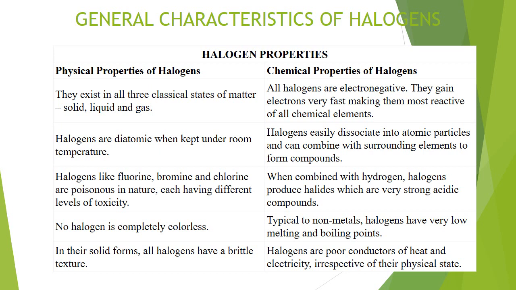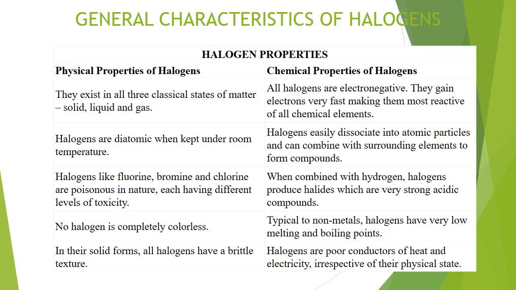They exist in all three classical states of matter: solid, liquid and gas. Halogens are diatomic when kept under room temperature. At room temperature only, halogens exist as diatomic molecules.